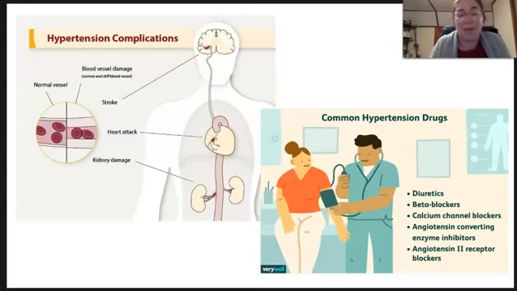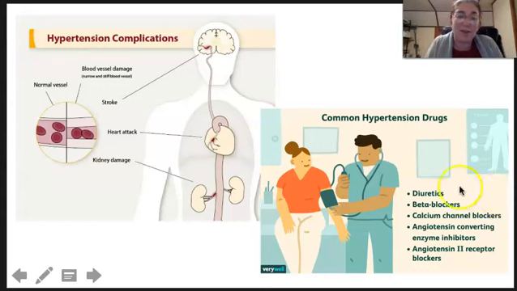So basically they make you pee out excess fluid, and that helps to reduce blood volume, which can reduce your blood pressure. You have to be careful not to over dehydrate yourself on diuretics. So fluid balance is key, and overdoing diuretics can mess with that.